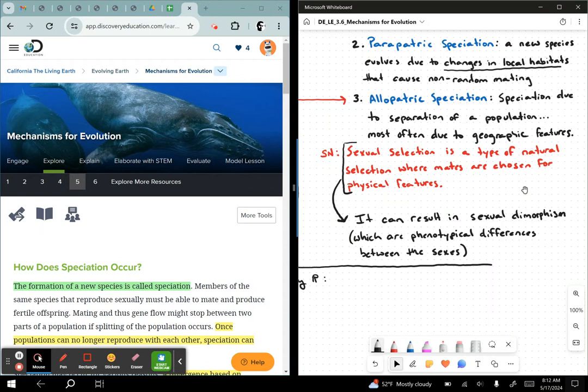Now, at the end of your text, they make a point to discuss sexual selection. We've talked about this before. It is a type of natural selection, but this is chosen more for physical features that appear attractive to the opposite sex, to a mate. And so they tend to reproduce, and the alleles for that attractive trait become more and more dominant until they spread throughout the whole population.